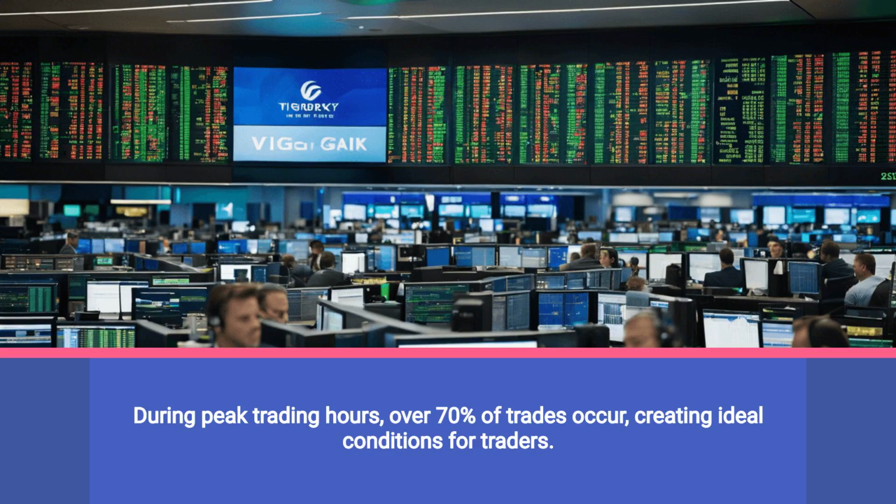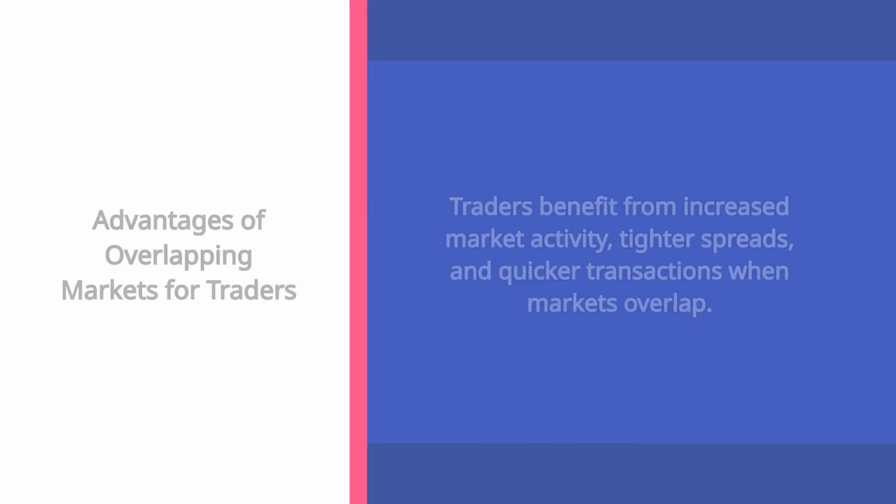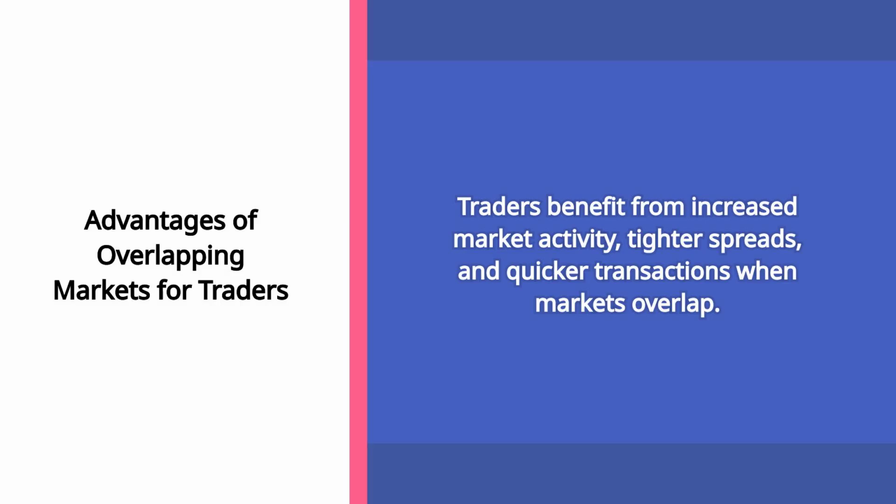Now, let's see why this optimal trading period is key. The New York market runs from 8 a.m. to 5 p.m. EST and is second only to London. The US dollar is in 90% of all trades here. The London market, open from 3 a.m. to 12 p.m. EST, influences 43% of global trading. When these two markets overlap, things get better for traders.